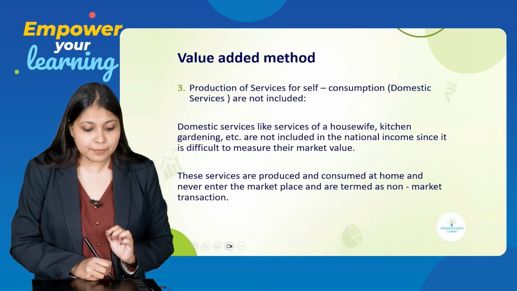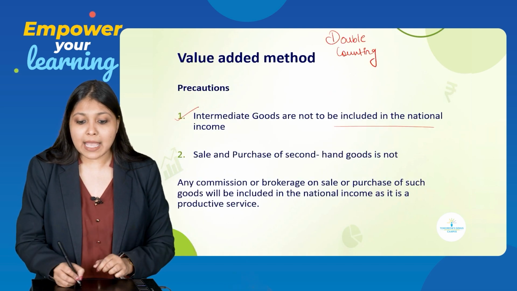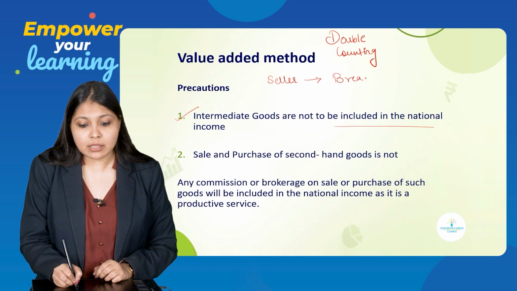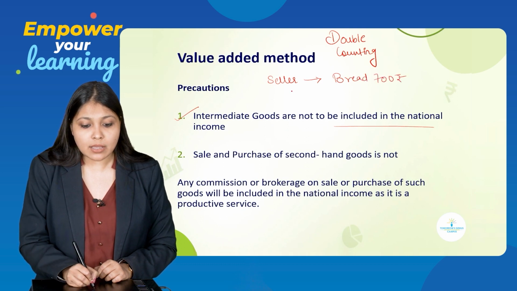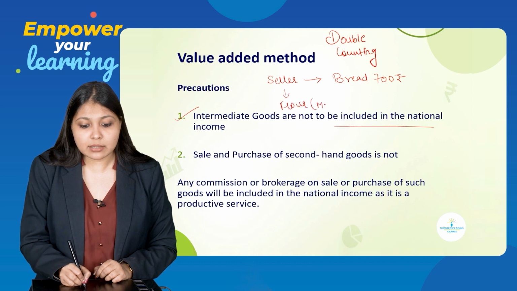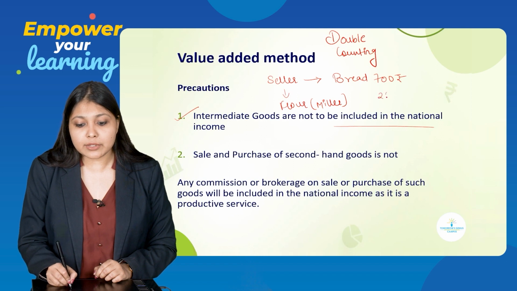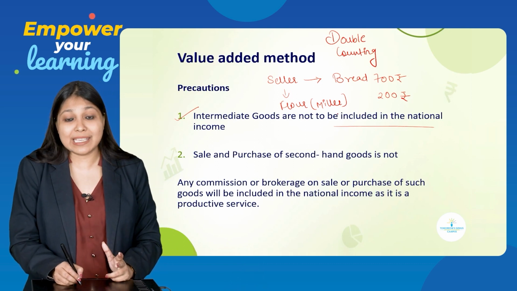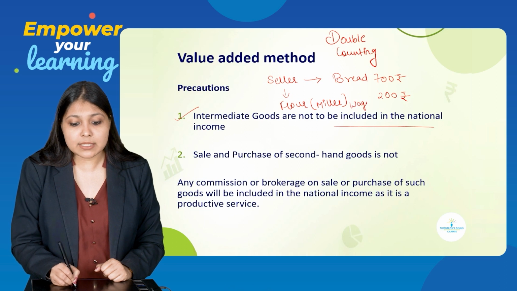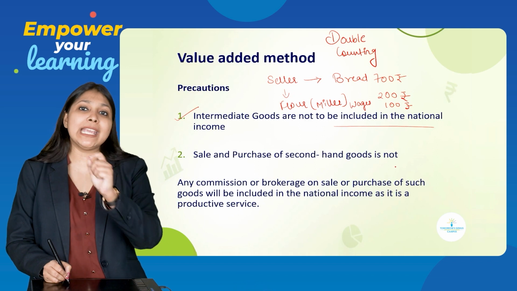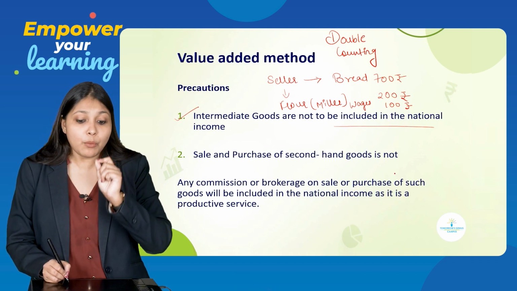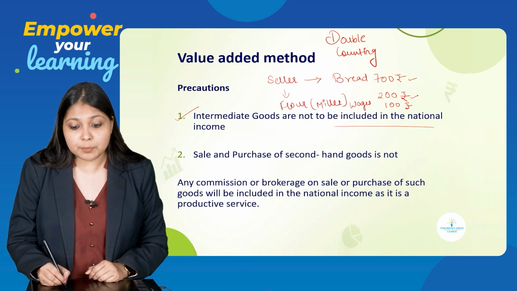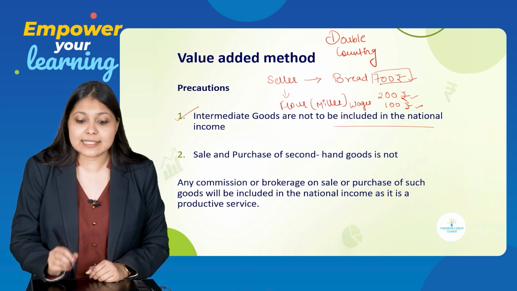We'll continue the same example. As I said, a seller who is selling bread for 700 rupees. He has purchased flour from the miller for 200 rupees. Suppose he has made use of laborers and he has given wages to the laborers, 100 rupees. Now you all reply in the comment box which amount you will be considering while computing national income. Will you be taking 700 plus 200 plus 100, or will you be taking just this 700?